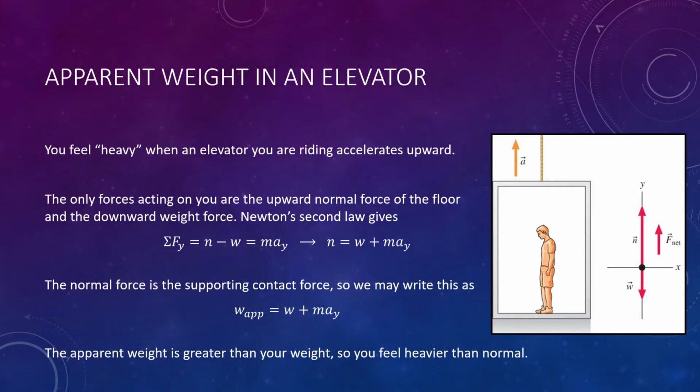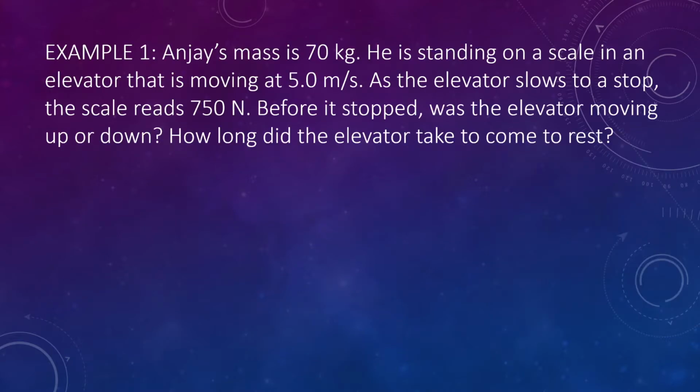So this brings us to an example problem that we'll work out. This problem says the following. Anjay's mass is 70 kilograms. He is standing on a scale in an elevator that's moving at 5 meters per second. As the elevator slows to a stop, the scale reads 750 newtons. Before it stopped, was the elevator moving up or down?